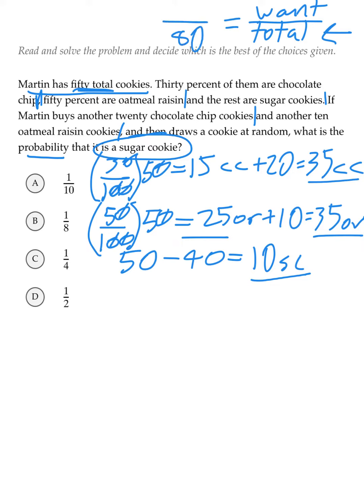And we know that we still have 10 sugar cookies, so there's the numerator for our probability fraction. We want the sugar cookies. There are 10 ways to get them, and there are 80 total cookies to choose from. So the probability of pulling a sugar cookie randomly out of Martin's cookie jar would be 10 out of 80, or if we reduce, getting rid of those zeros in the numerator and denominator, we'd be left with 1 out of 8, which is answer B.